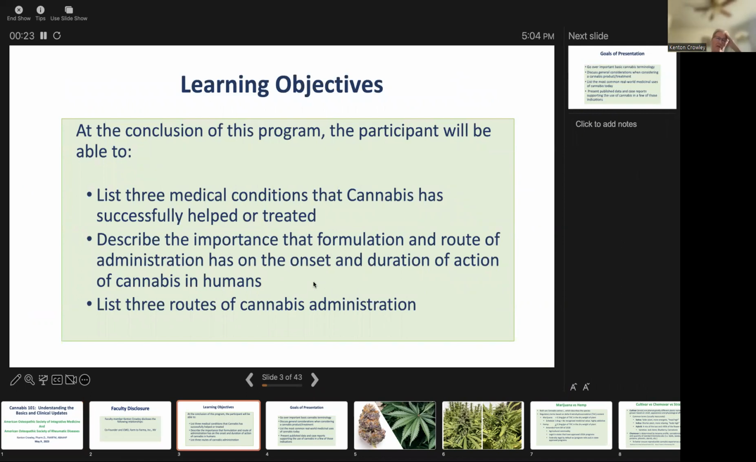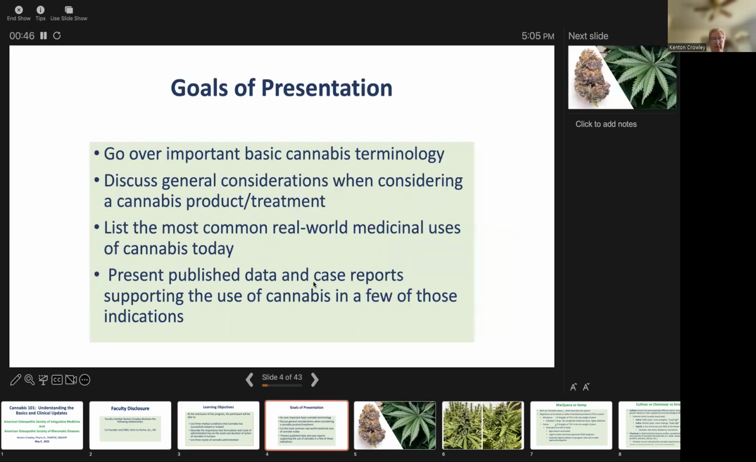The learning objectives: you should be able to list 3 medical conditions that cannabis has successfully helped or treated, describe the importance that formulation and route of administration has on the onset and duration of action of cannabis in humans, and list 3 routes of cannabis administration. Really tough objectives. The goal of this presentation is just to get you familiar with basic cannabis terminology and discuss general considerations when you're considering a cannabis product or recommending a treatment.